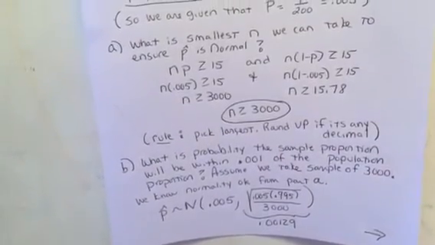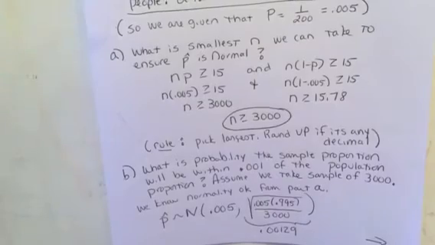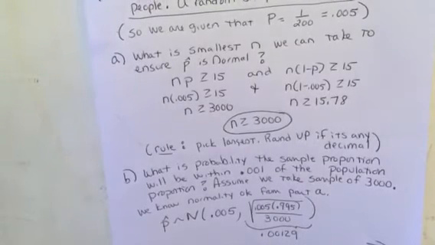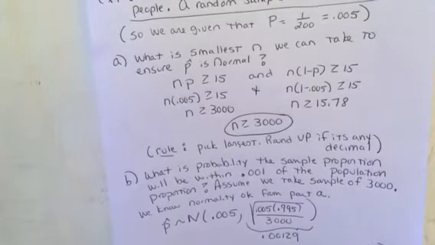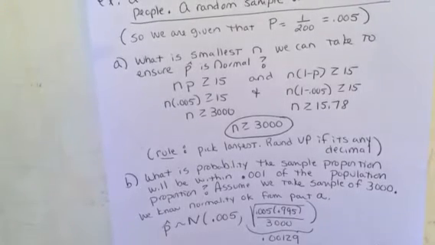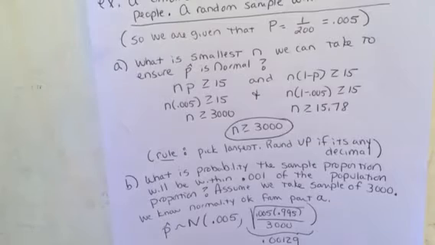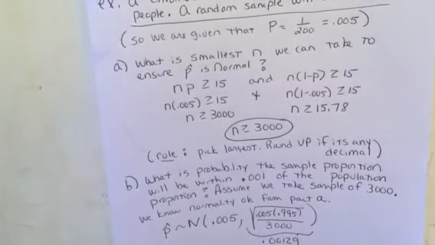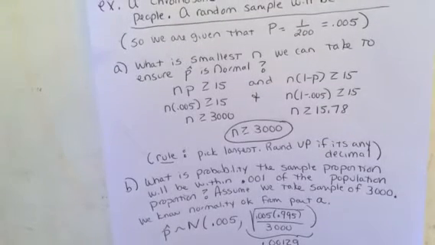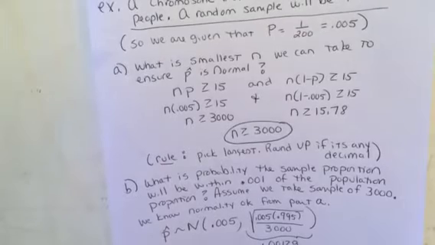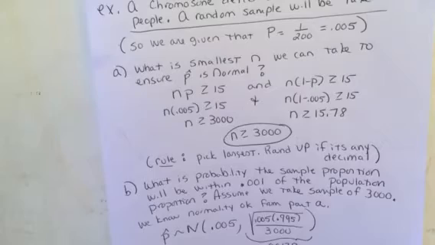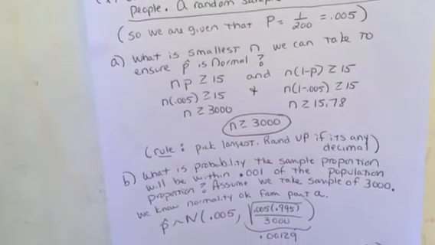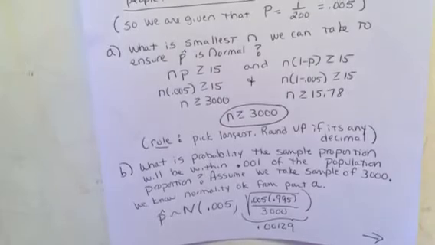Now we're going to ask a question. This is a little bit harder of a question than what we did last time. What is the probability the sample proportion will be within 0.001 of the population proportion? And we are assuming we're going to take a sample of 3,000. That makes our life easy because we know we have normality because we had already checked in part A, and 3,000 gives us normality. So I don't need to check those formulas again.